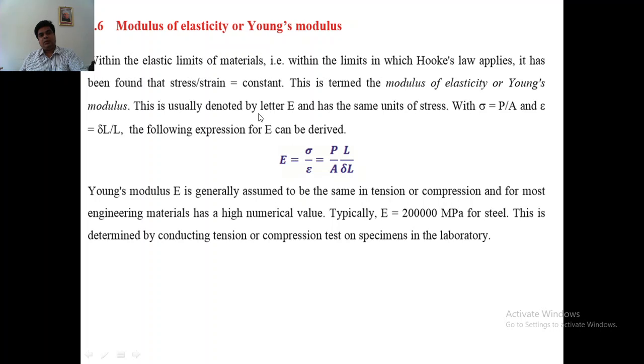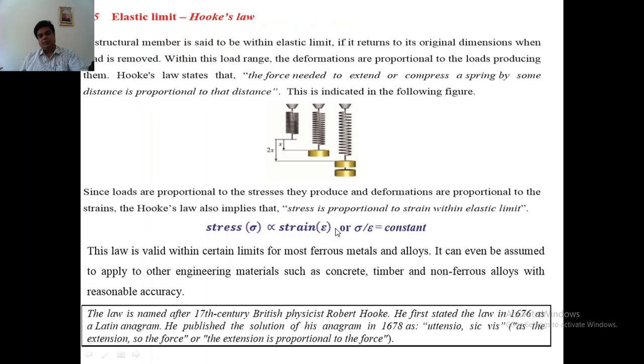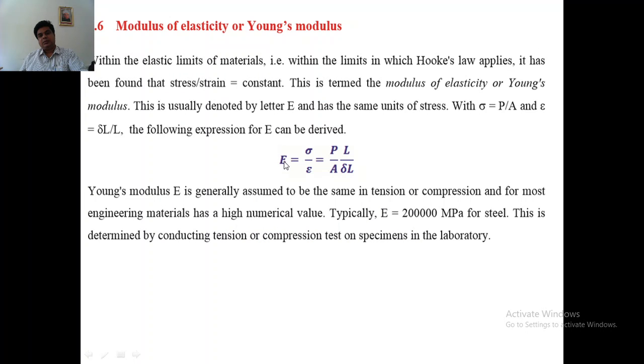I will get one proportionality constant here called the modulus of elasticity, or Young's modulus. So stress is proportional to strain. So stress by strain will be equal to the proportionality constant. That constant is called Young's modulus, or modulus of elasticity, because it shows how elastic the material is.